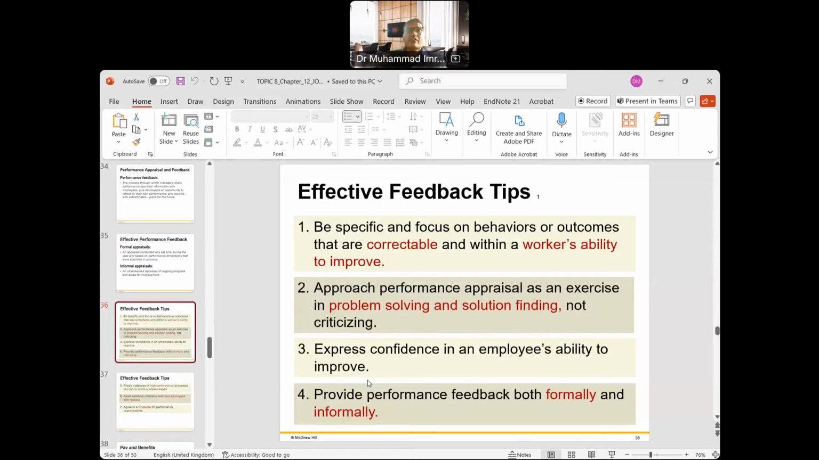Just have a meeting with them. Try to solve the problem. If there is a problem, express confidence in the employee's ability to improve. Give them confidence. Provide performance feedback both formally and informally, like in written and verbal form.